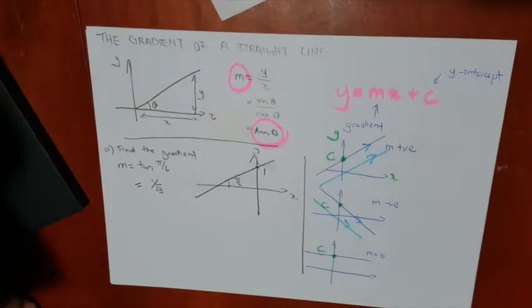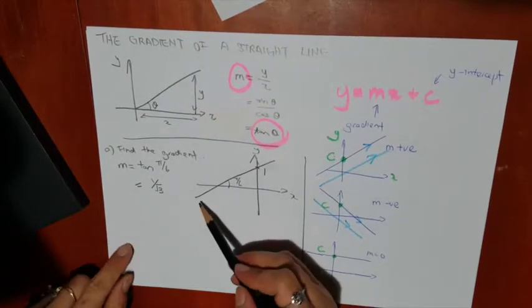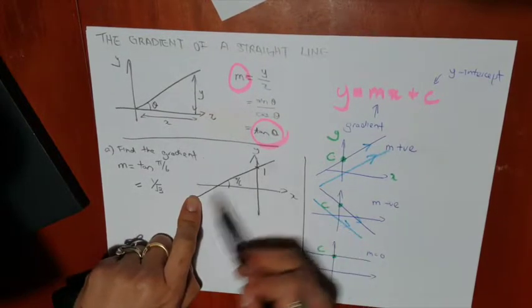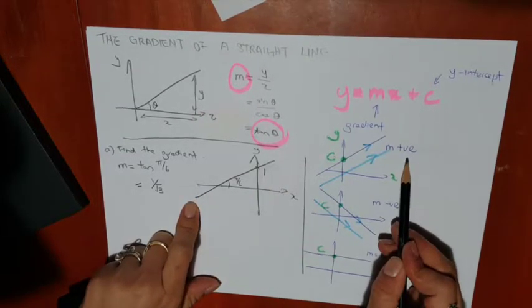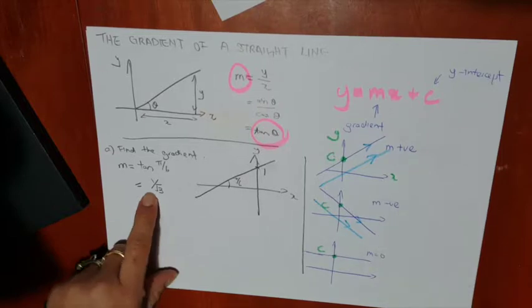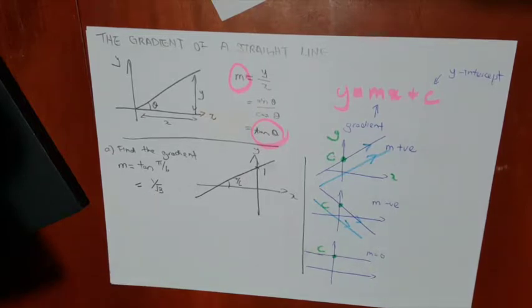Do you think this value is correct? Yes, it is. Why is it correct? It's because from left to right, you can see that the line is going upwards and therefore this is a positive. So we'll just leave this value here. We don't have to write a positive value.